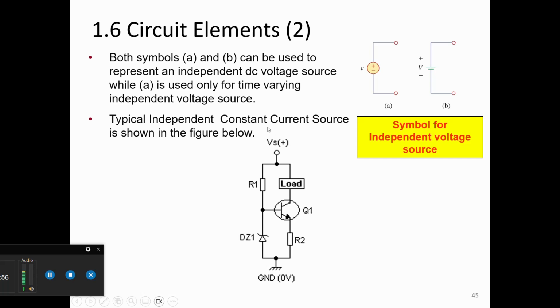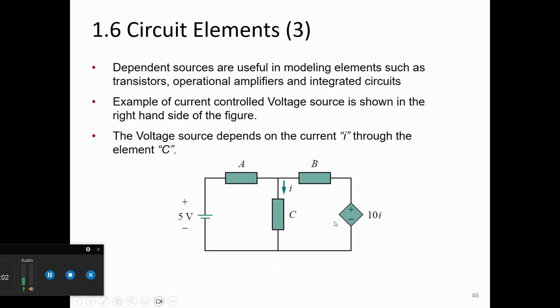Typically, an independent constant current source is shown in the figure below. Dependent sources are useful in modeling elements such as transistors, operational amplifiers, and integrated circuits. An example of a current controlled voltage source is shown on the right-hand side of the figure. The voltage source depends on the current I through the element C.